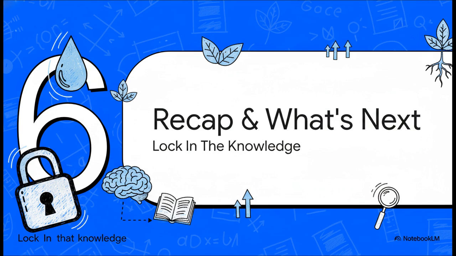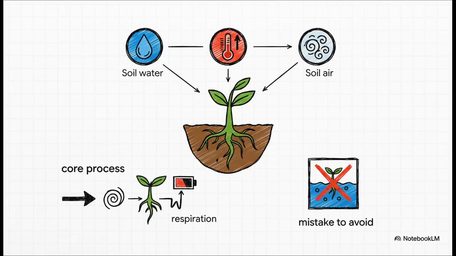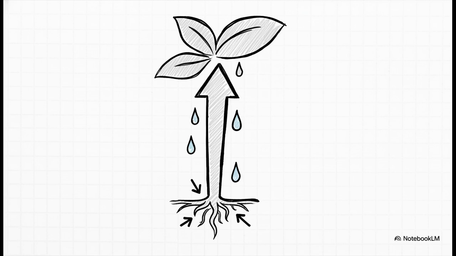Wow. Okay, we have covered a lot in a very short time. For our final section, let's lock in all this knowledge with a super fast recap and a quick look at what comes next. All right, here's your 30-second summary. Ready? There are 3 key factors: soil water, soil temperature, and soil air. The whole process is osmosis, and it needs energy from respiration. And the biggest mistake to avoid? Forgetting that roots need oxygen to breathe. Got it? Awesome.